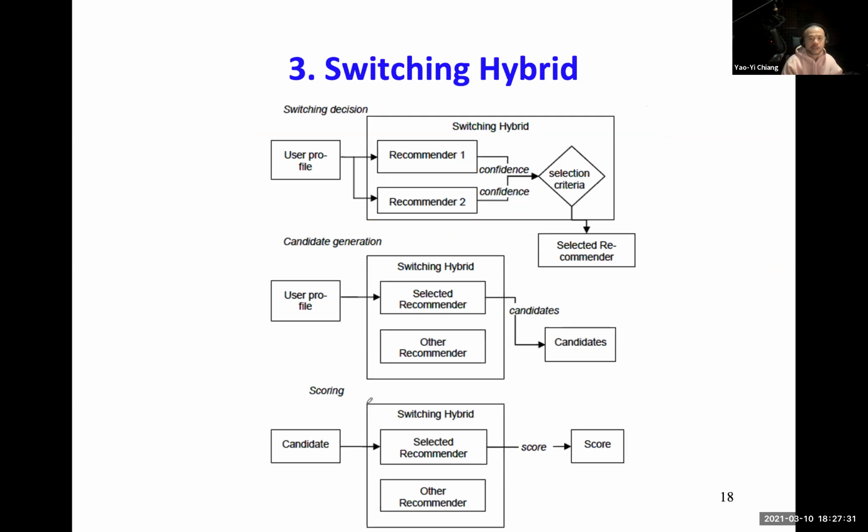So the diagram looks like this. Again, there's many duplicates here. You're going to send the candidate again to the recommendation system. So you have some user profile. The user profile is sent to the recommendation system, and it generates some confidence score. And you have some selection criteria. You say, all right, based on the confidence score, I will select one of the recommendation systems. Let's say the selected one is here. The user profile again goes to the recommendation system, generates a candidate, goes back to the recommendation system and generates a score.